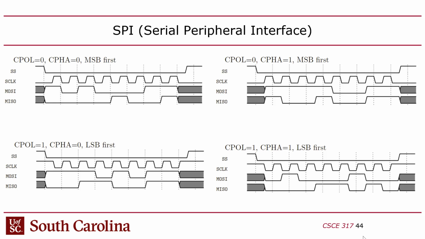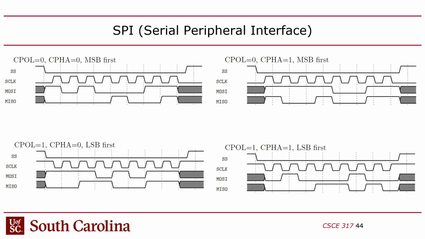CPOL is the idle state of the clock. So when CPOL is 0, you can see that the clock is 0 when the channel is idle. When CPOL rather is 1, the clock is 1 when the channel is idle. And then CPHA is the phase. This one's a bit more complex, but basically it just determines when the data begins changing during a communication relative to the clock.